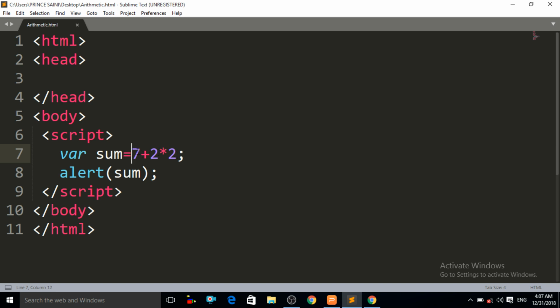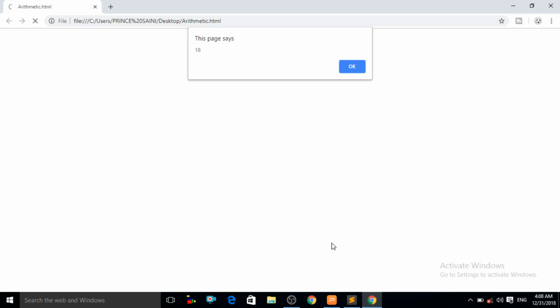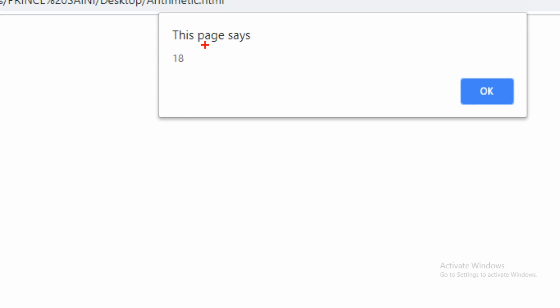And if I write here brackets, this type of braces, now what will be the answer? So friends, the priority of the bracket is very high. The priority of the bracket is on the top. That is, it will first add these two numbers, that is 7 plus 2, that is 9, and then it will multiply 9 by 2, that is 18, friends. Now Control plus S and then Control plus R. Now you can see that it is giving the result, that is 18, friends.